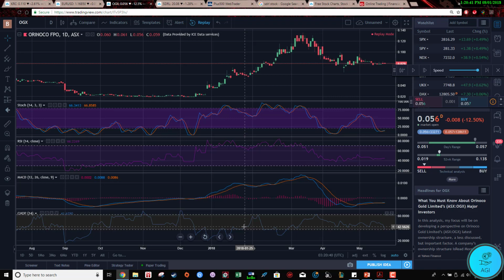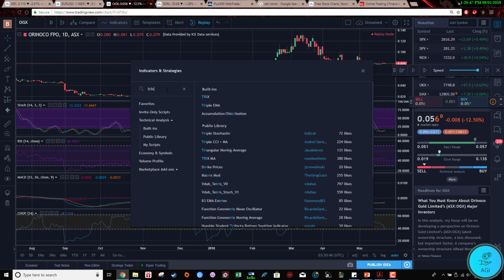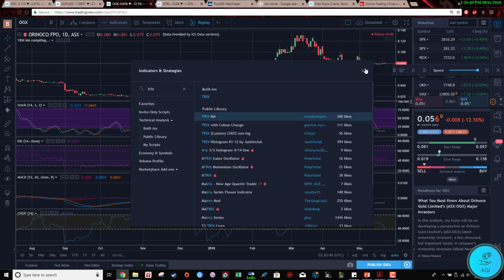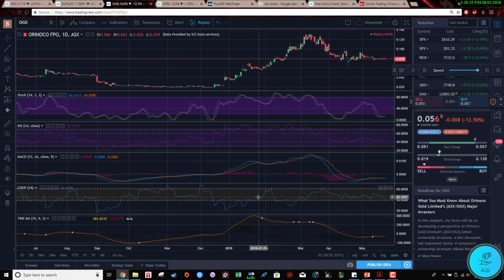Let's go down to our choppiness. Choppiness is saying sideways movement. So you've got two things saying sideways movement. And I'll add the tricks matrix as well. Sorry, I didn't realize that wasn't there. There we go.